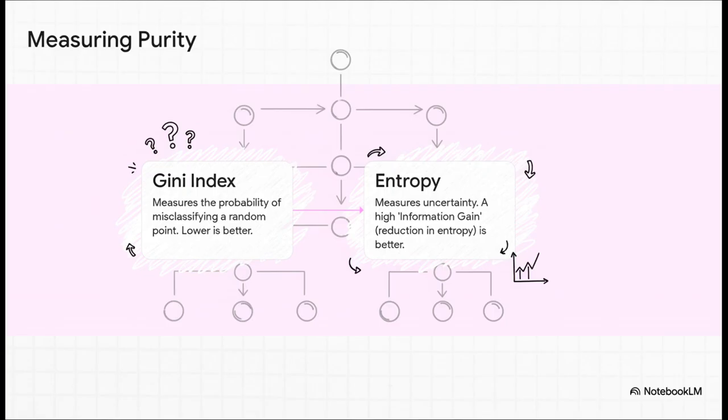A super mixed up group has high entropy because you have no idea what you're going to get if you pick something out of it at random. So a good split is simply the one that causes the biggest drop in that Gini score or the biggest drop in entropy. The tree literally tries out all the possible questions and picks the one that does the best job of cleaning up the data.